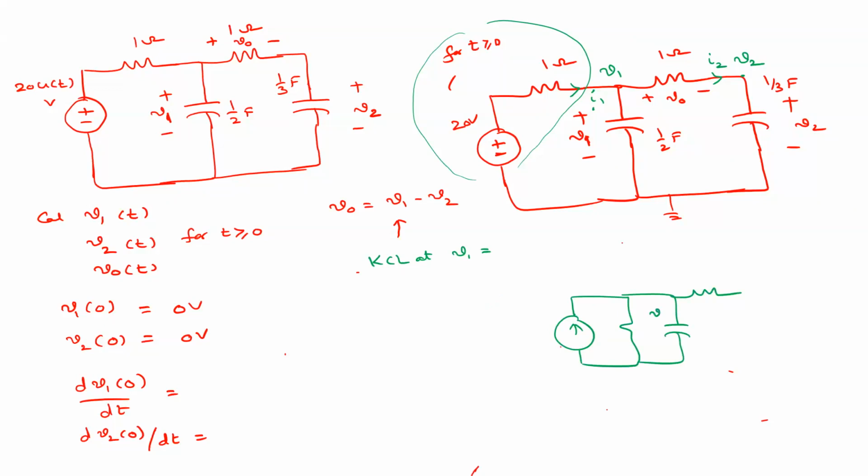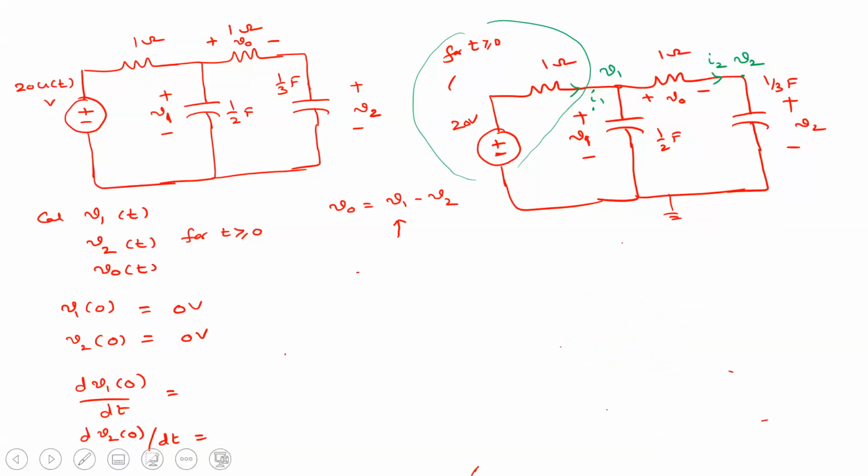Unnecessarily we are confusing. Just a second. So what is the current flowing through this capacitor? It is 1 by 2 into dV1 by dt, so that is I1 minus I2, right? So what is I1 minus I2? It is C dV1 by dt. Agree? So this is one equation, right?